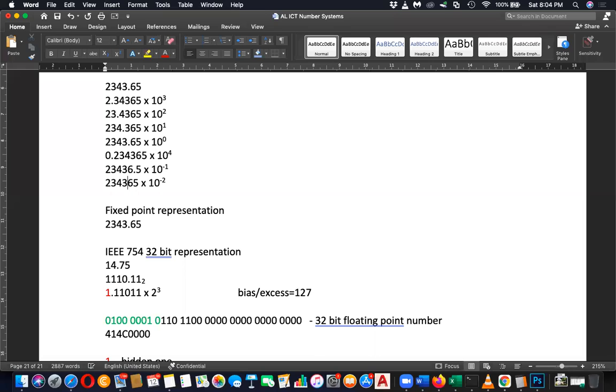When the floating point is moving to the right side, the negative power is increasing. When the floating point is moving to the left side, the positive power is increasing. Okay, I think I have given the answer for your question. Clear?